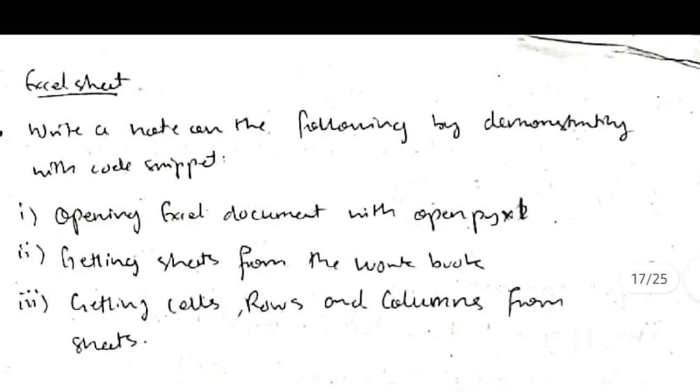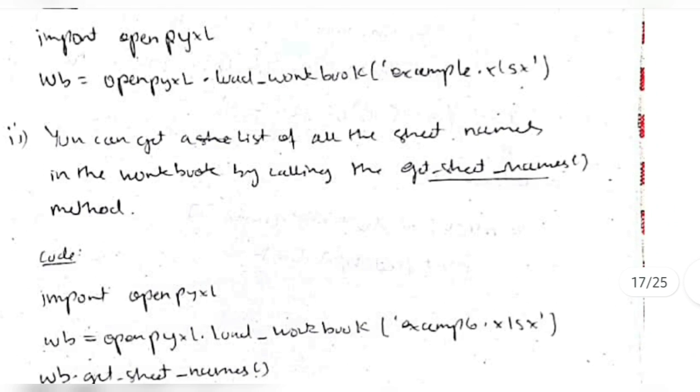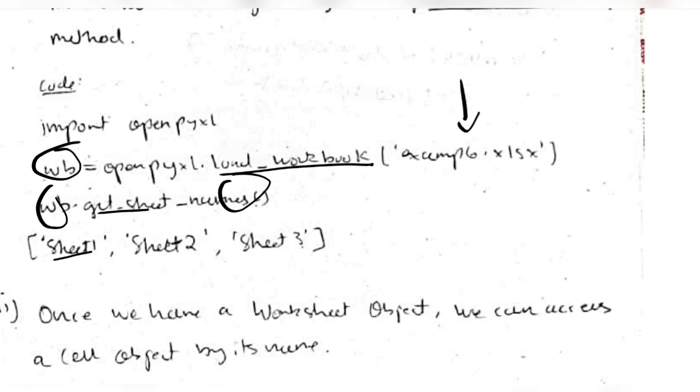And the next question is getting the sheets from the workbook. How do you get the sheets from the workbook? You can get the sheet names by using the get sheet names function. So you will open a workbook, the name will be passed, and it will be stored in WB. All the functions are to be performed on WB, WB.get sheet names. So in the output you will see how many sheets there are, and their names will be printed.